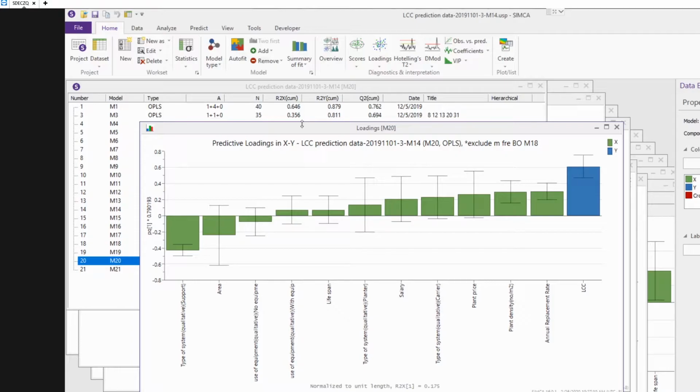Because how we create this model now is that we have data of 40 cases, and also the data of the life cycle cost. So we have the output, the y's. But if in the future we want to use this model, we only have the x variables, but we don't have y. Then the objective is to predict y. So how can we use this model to predict this y?